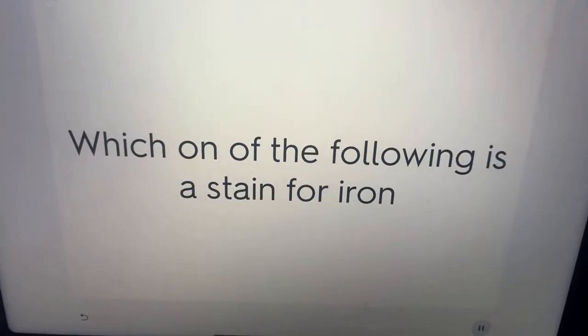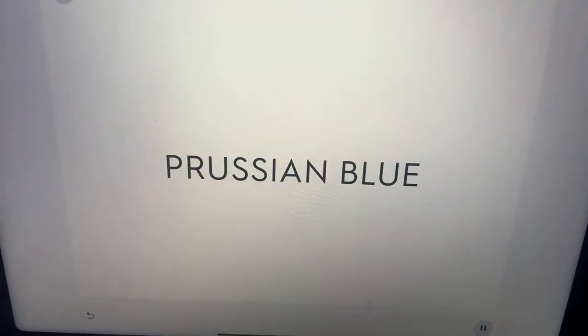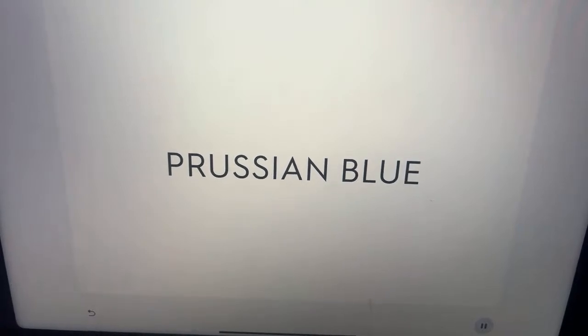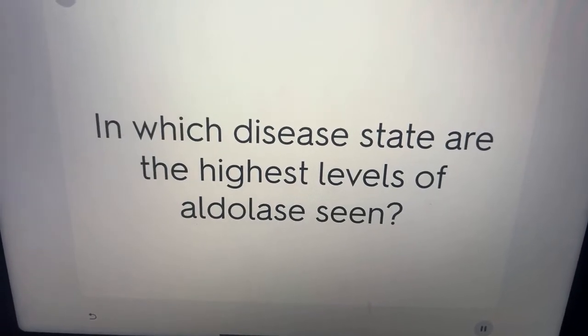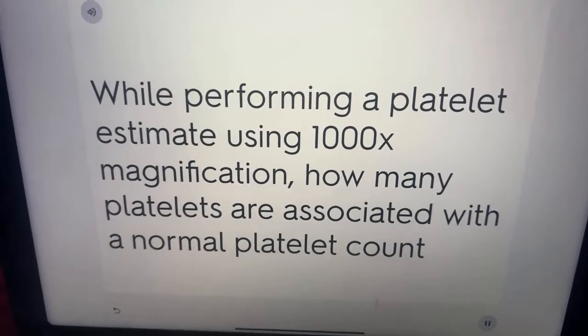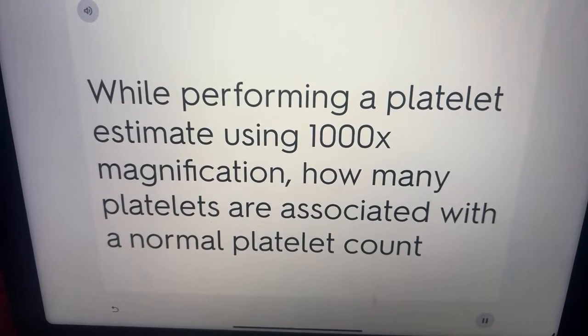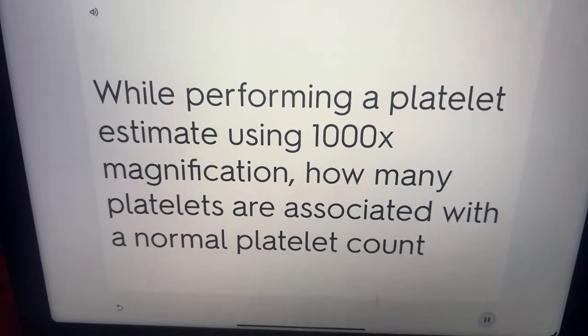Which one of the following is a stain for iron? Prussian blue. While performing a platelet estimate using 1000x magnification, how many platelets are associated with a normal platelet count? A220.